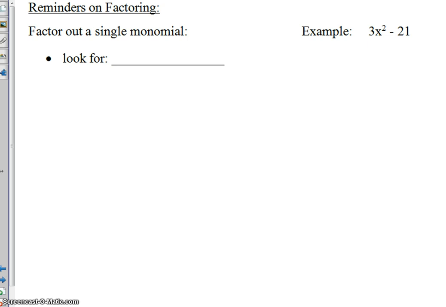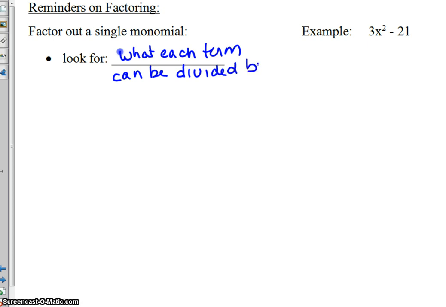So what we first want to do is review how we factor out a single monomial, a single term. A monomial is like a term. And what you're looking for is what each term can be divided by. So in this case, 3x squared minus 21. I'd say to myself, well, what can both the 3x squared and the 21 be divided by? And my answer would be, oh, they can both be divided by 3.